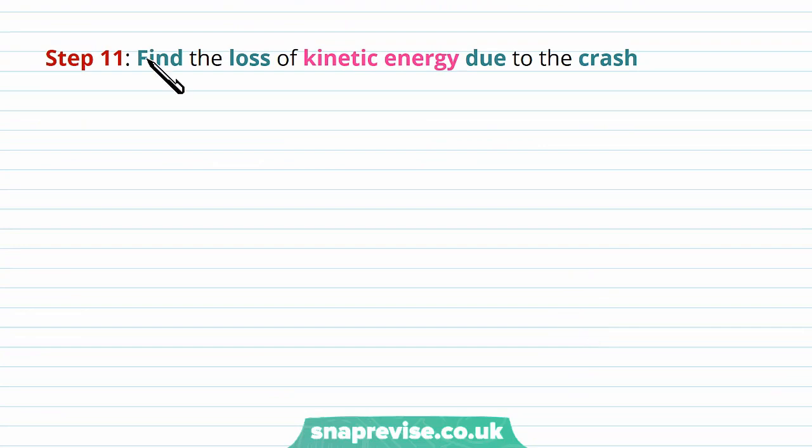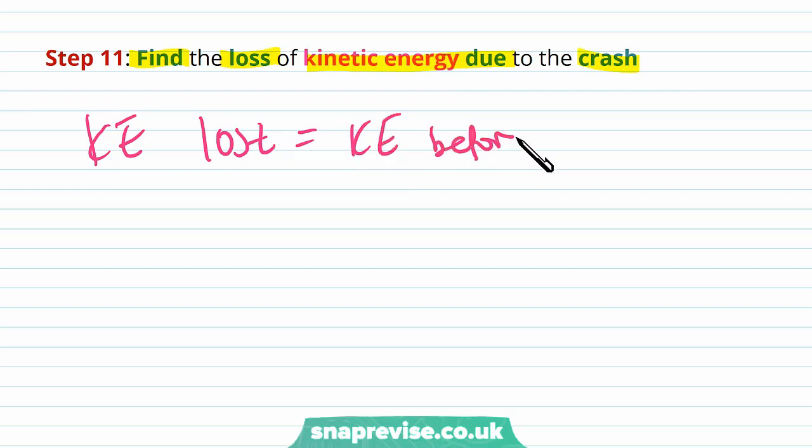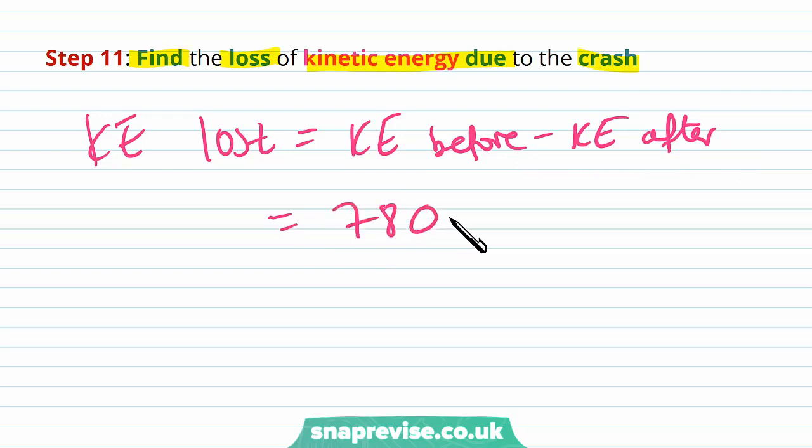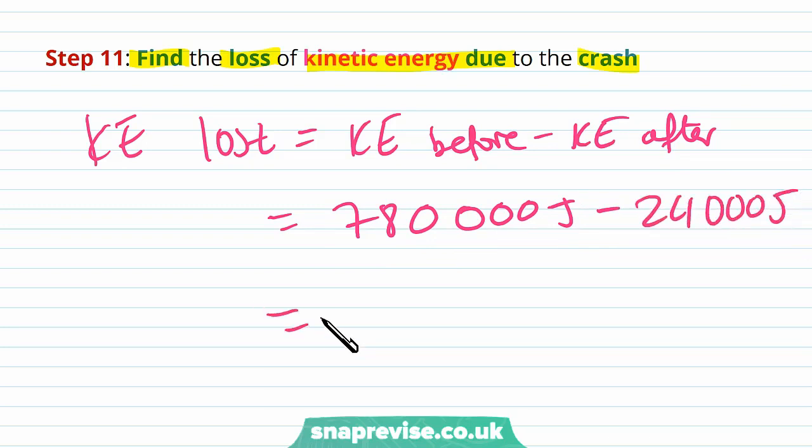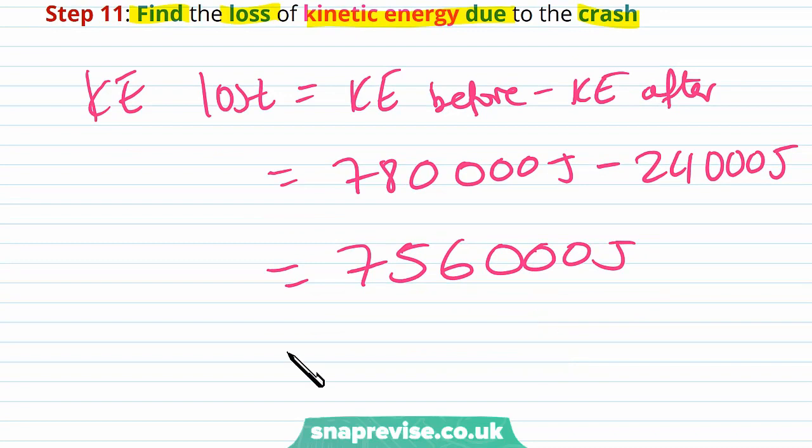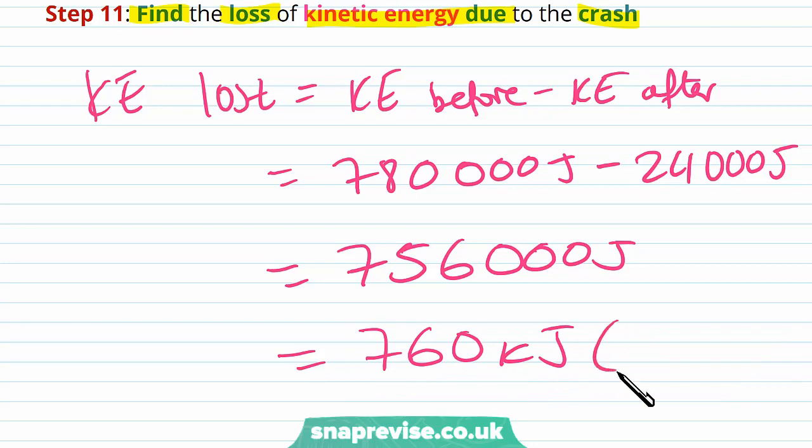So step 11 is to now find the loss of kinetic energy due to the crash. The kinetic energy lost is going to be equal to the kinetic energy before minus the kinetic energy after. So we found that the kinetic energy before was 780,000 joules and the kinetic energy after was 24,000 joules. So this gives us a loss of kinetic energy of 756,000 joules. Or we can say to two significant figures, this is 760 kilojoules of energy. So a lot of kinetic energy is lost in this collision.